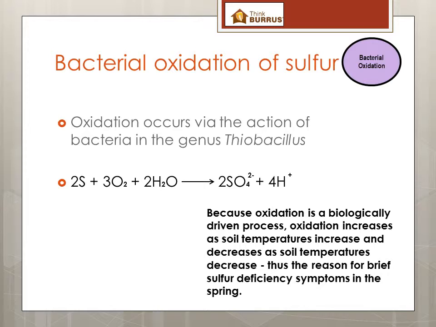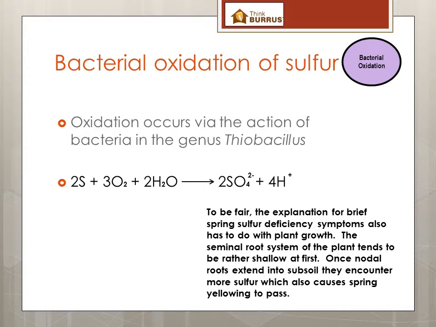annually. In the spring, we have more moisture and cooler temperatures. The bacteria are less active. There's less sulfate available at that point. And then we have the summer move in. Temperatures kind of go up, soils dry out a little bit, and those bacteria kick into gear, supply plenty of sulfate, and that plant greens up after that brief yellowing spell.